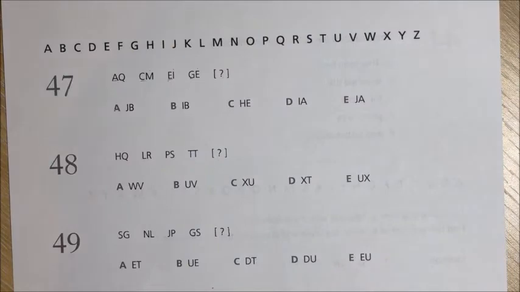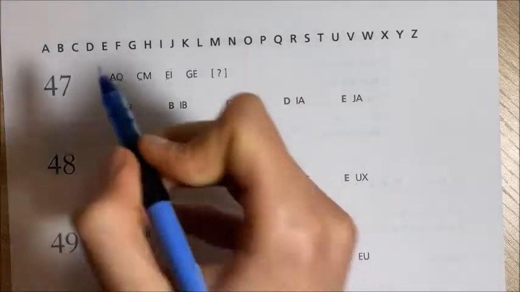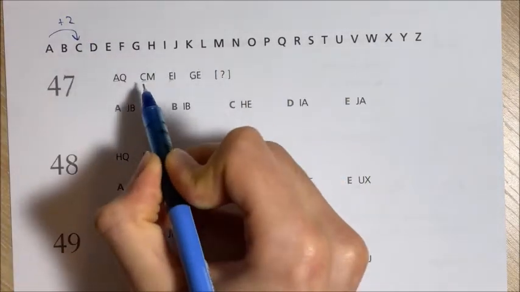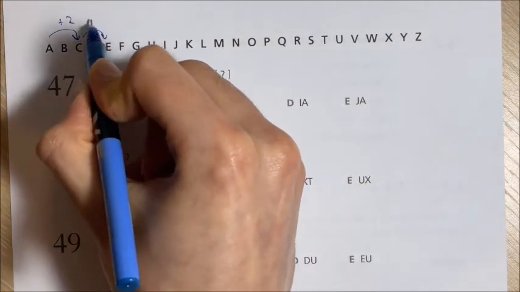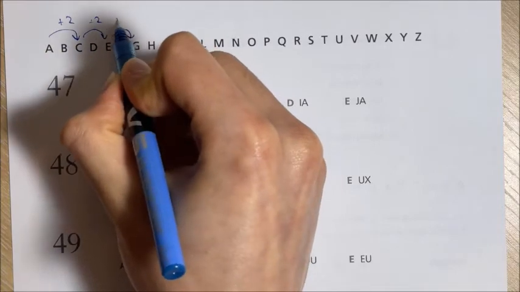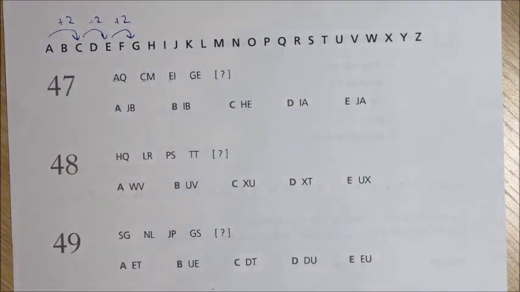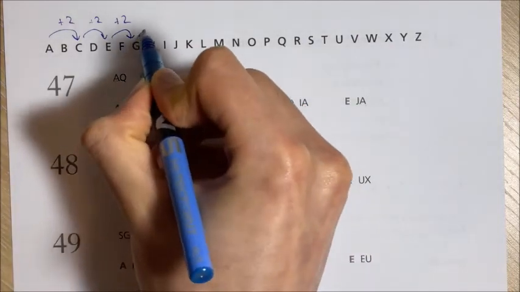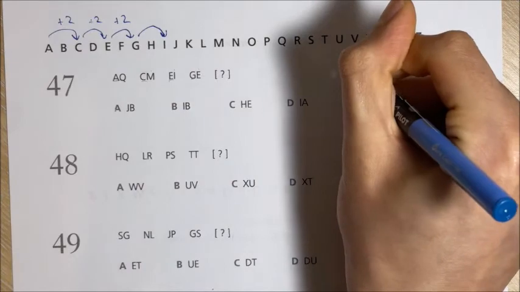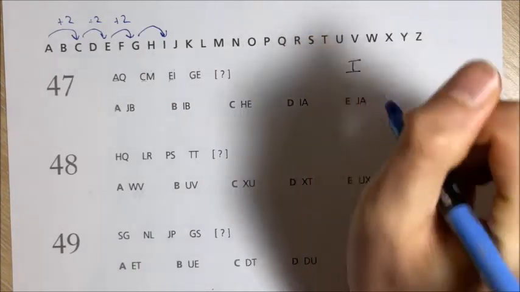If we count using the first pattern, we can see that each time we are adding 2. A to C is plus 2. C to E is plus 2. E to G is plus 2. So we can find the next term in our sequence by adding 2 to the letter G, which gets us to I. So we know that our answer must begin with the letter I.